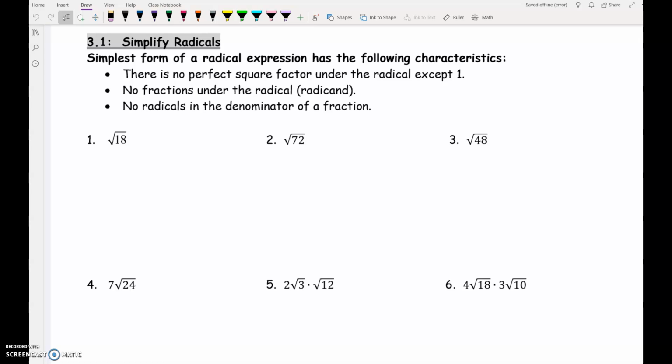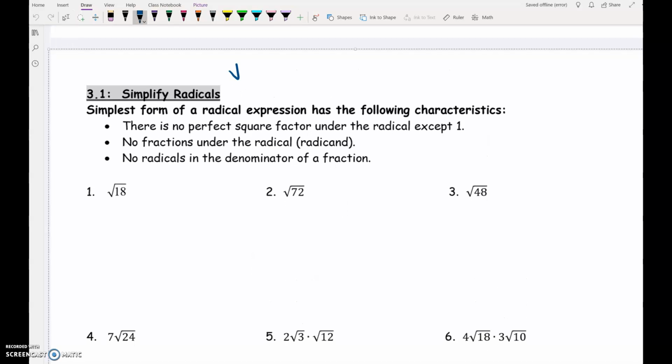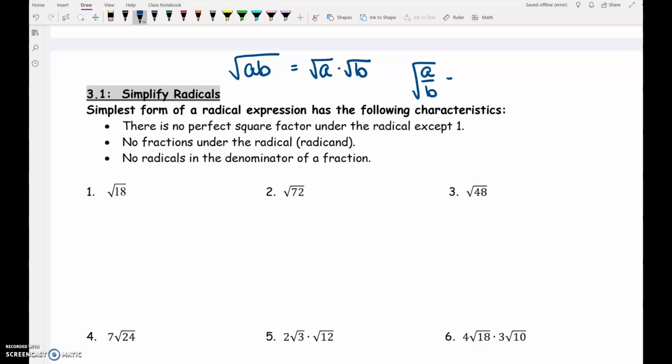The biggest thing that you need to know with radicals or square roots is if you have the square root of something, you can split it up using multiplication. Same thing happens with division. If you have the square root of a over b, you can split it up into the square root of a over the square root of b. So you can split up square roots using multiplication or division.